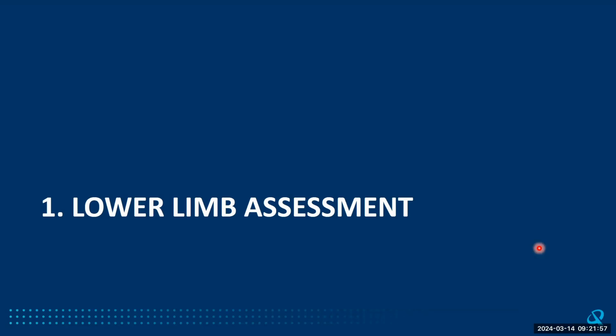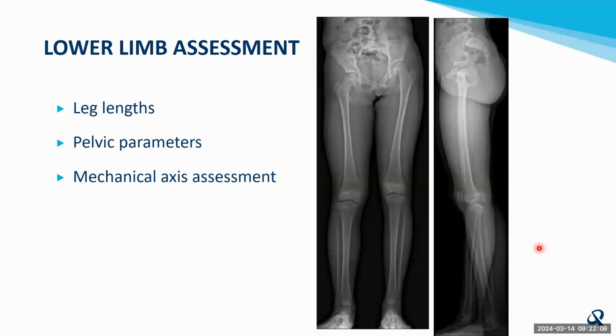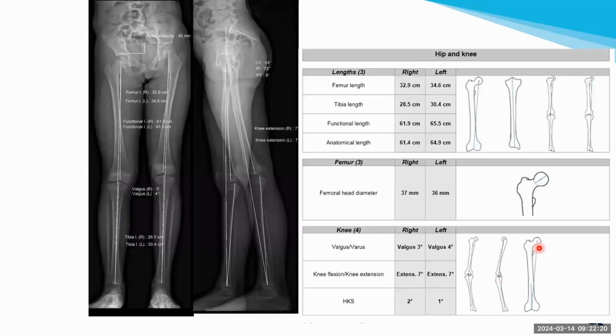And this is how or where we've had our EOS applications. So we've had great uptake with our podiatrists and lower limb surgeons with lower limb assessments. EOS is really powerful at giving accurate leg lengths, some pelvic parameters, which we're going to talk about a little bit later in the presentation, but also a mechanical axis assessment. So this is the standard EOS workup that every lower limb EOS will get.